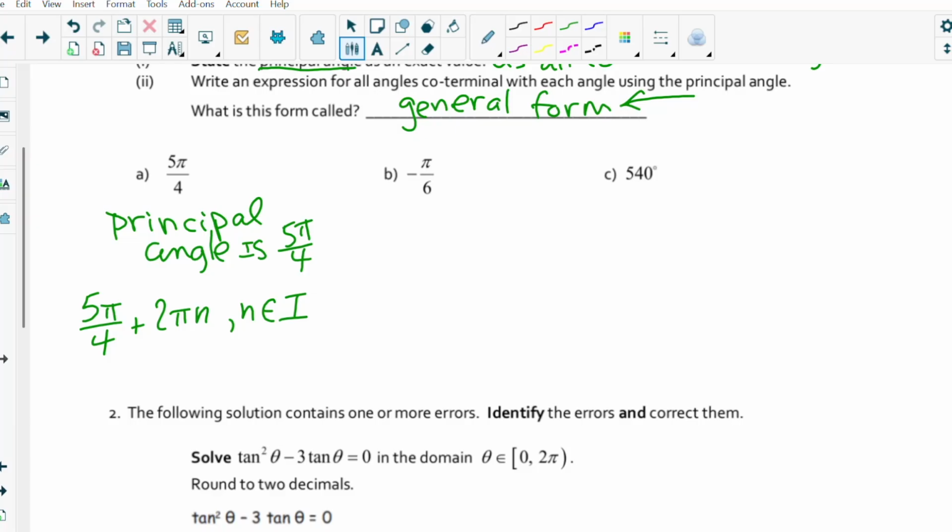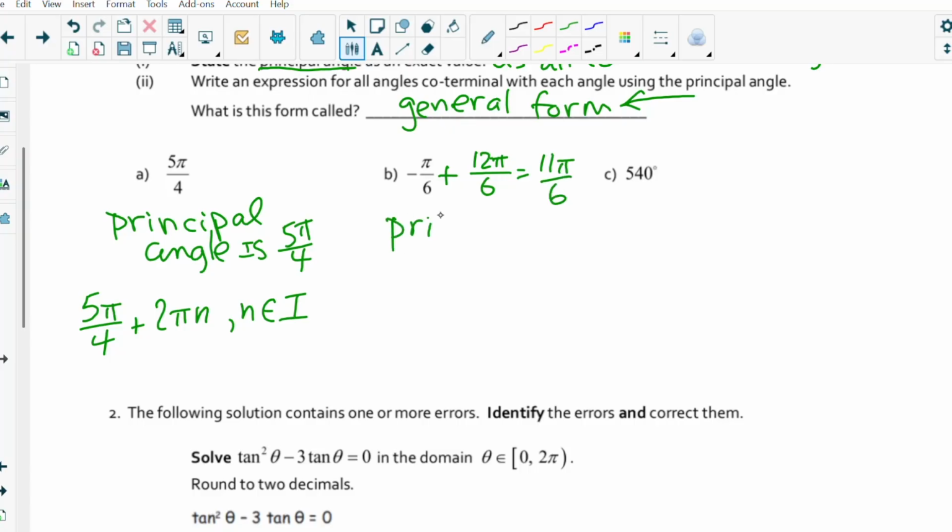Okay, negative pi over 6. Negative pi over 6, this is not the smallest positive rotation angle, right? So if I add 2 pi, that's going to get me my smallest rotational angle. So add 2 pi, or the trick is add a version of it with 6 as my denominator. So that's 12 pi over 6, and that's 11 pi over 6.